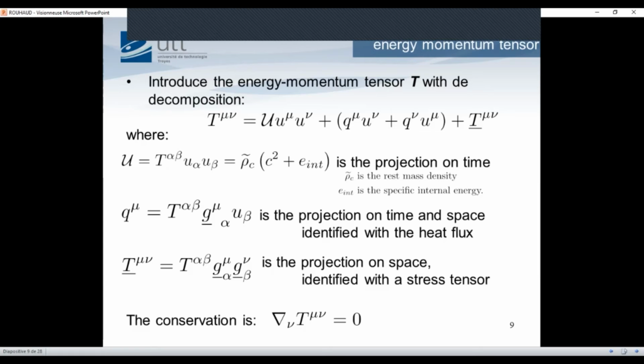And the last term T underlined, so the projection on space, can be identified with the stress tensor. Now, there is a principle of conservation that is translated as a divergence of T equals zero, which we are going, of course, to use.